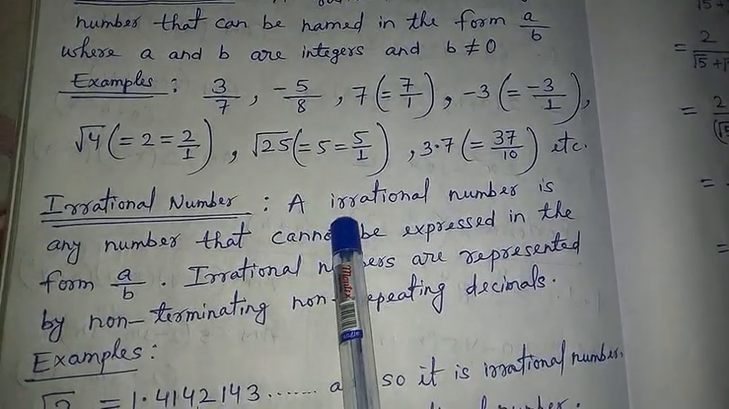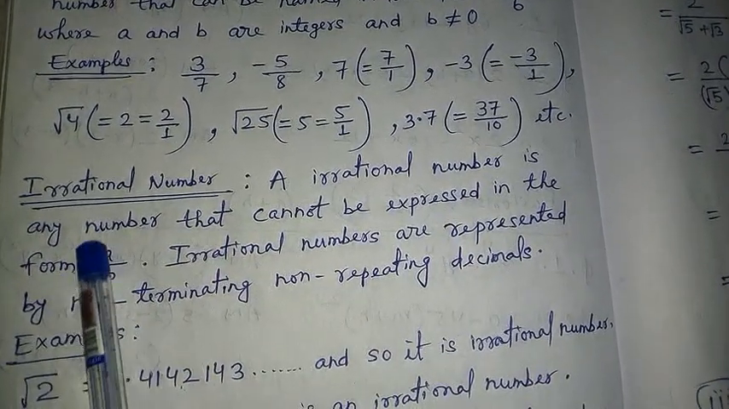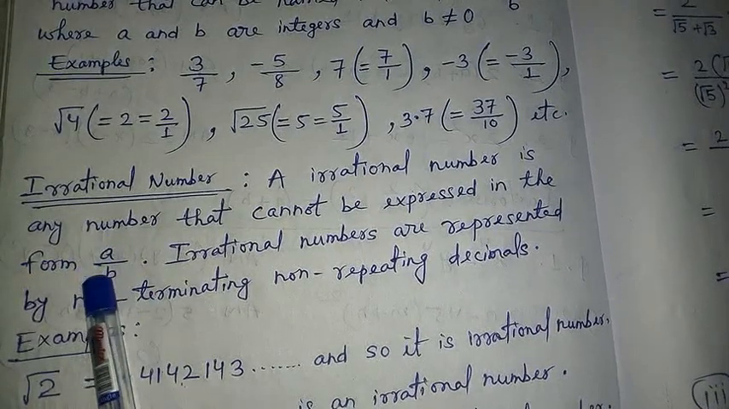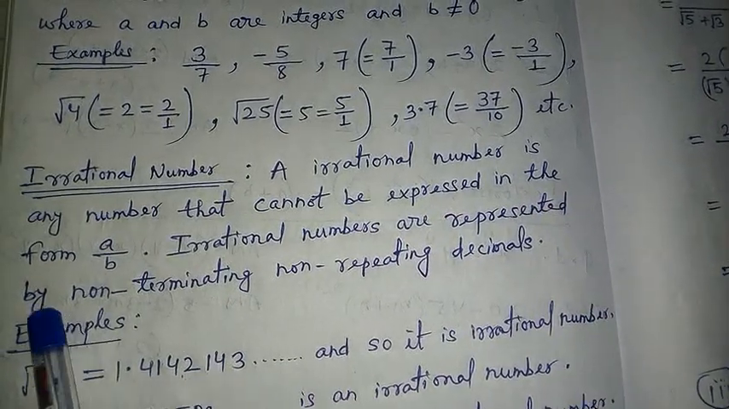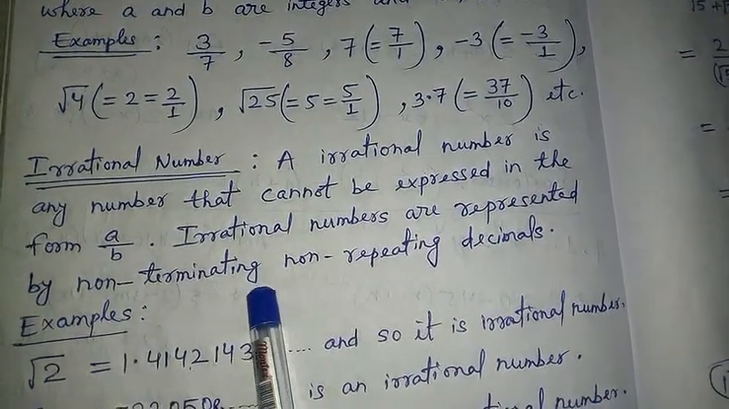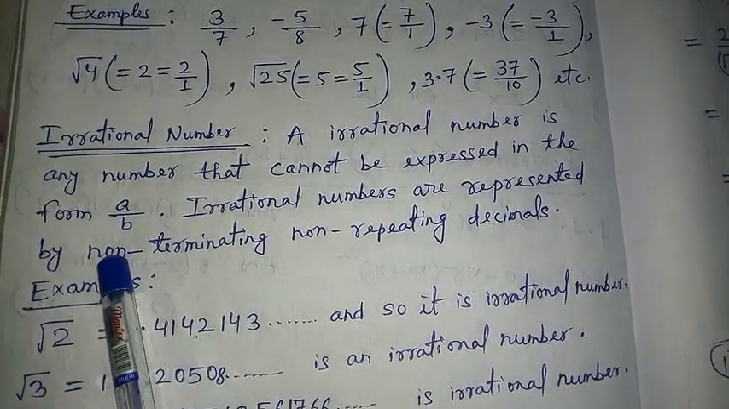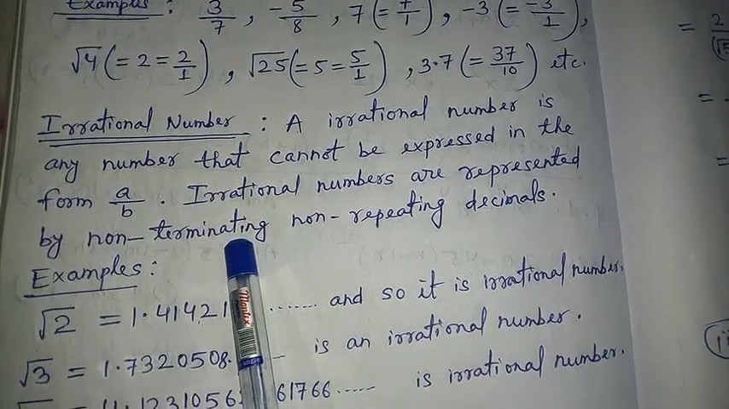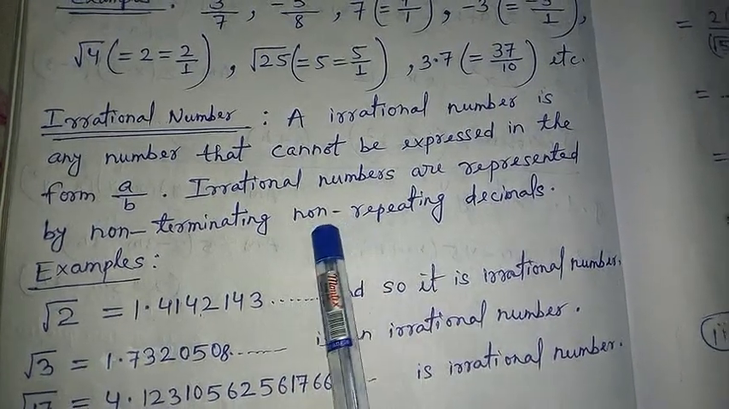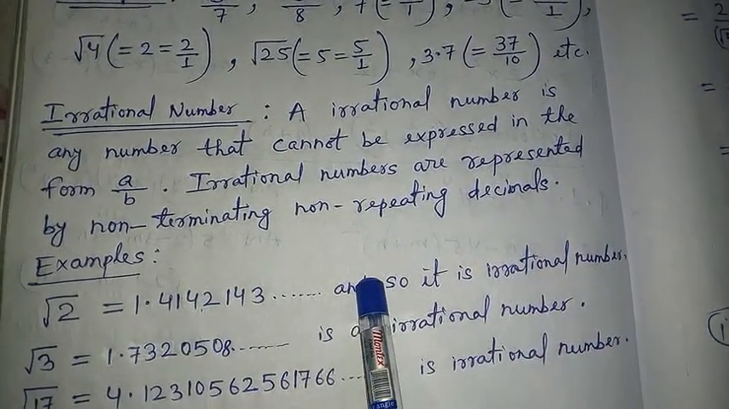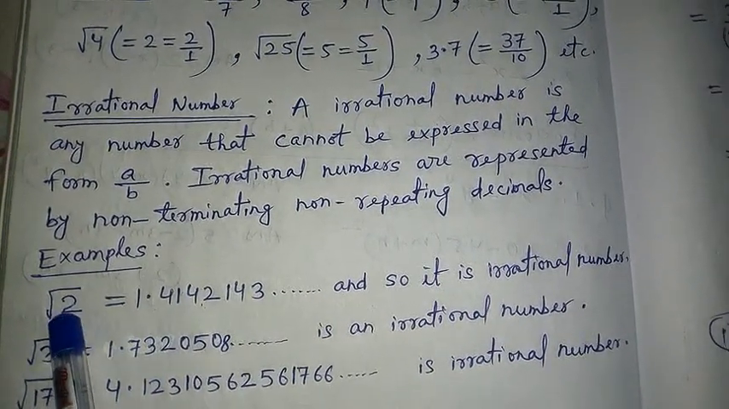Next, irrational number. An irrational number is any number that cannot be expressed in the form a by b. If a number cannot be expressed in fraction form, then such a number is called an irrational number. Irrational numbers are represented by non-terminating, non-repeating decimals. Non-terminating means a number which does not end and keeps on coming. There is no end of the number. And non-repeating means every number which comes looks different from the other. It doesn't look the same. For example, root 2.